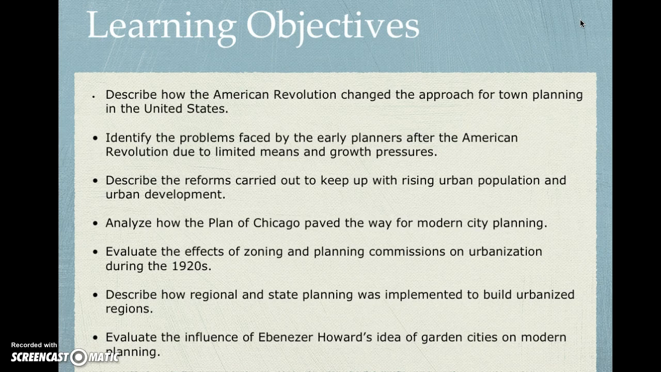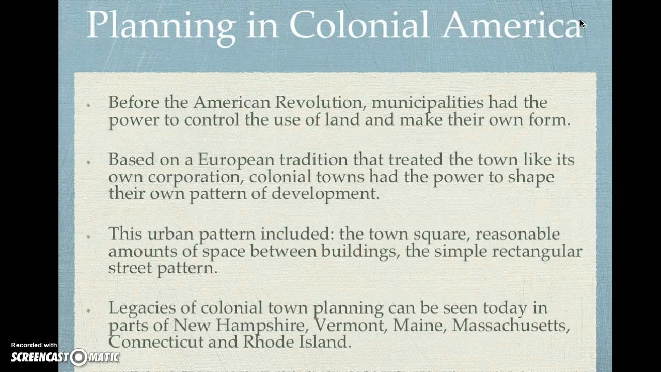We're going to describe some reforms carried out to keep up with the rising population. We're going to analyze how the Plan of Chicago paved the way for modern city planning. The Plan of Chicago was a really important piece of city planning. We're just going to look briefly at the effects of zoning and planning commissions. We're going to look at how regional and state planning was implemented. And we're going to look at garden cities, Ebenezer Howard's garden cities.